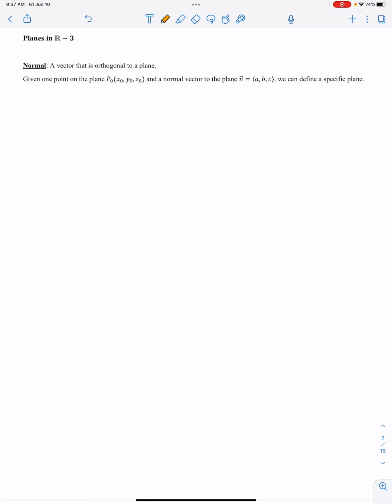So we're going to derive the formula for a plane. A vector that is orthogonal to a plane, that is a new definition for us. This is called a normal vector. A normal vector is a vector that is orthogonal to a plane.